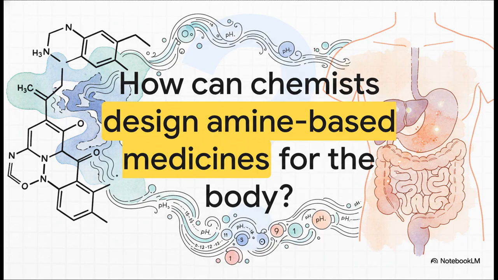And I'll leave you with this to chew on. If we know that an amine structure has total control over how basic it is, just think about how important that must be for designing new medicines. How could a chemist tweak and tune the structure of an amine in a drug to make sure it works perfectly in the very specific pH environment of the human body?